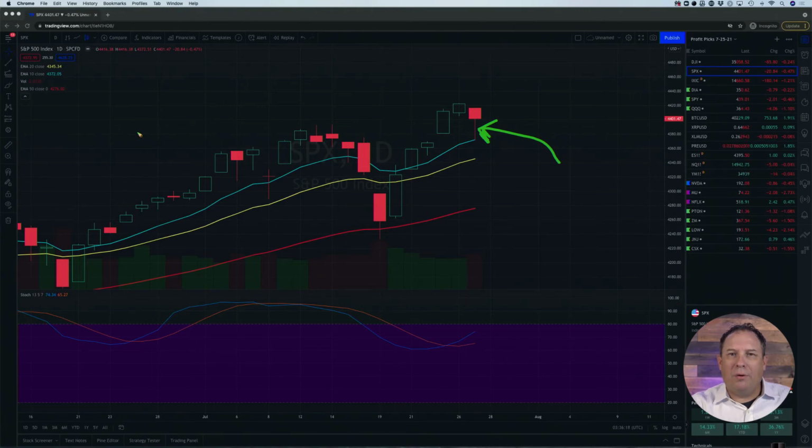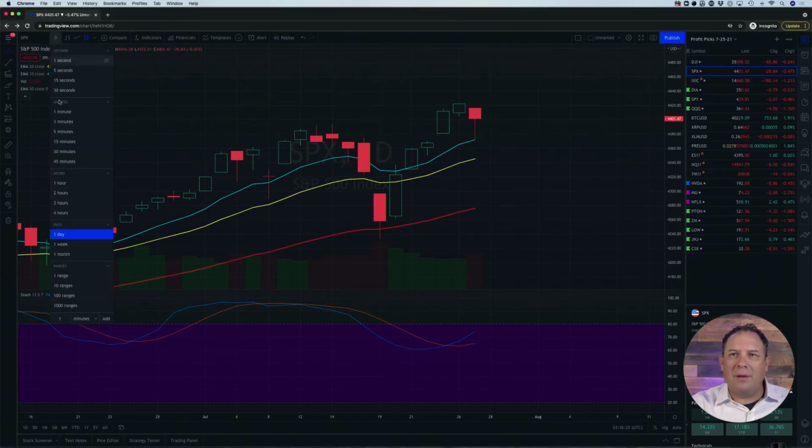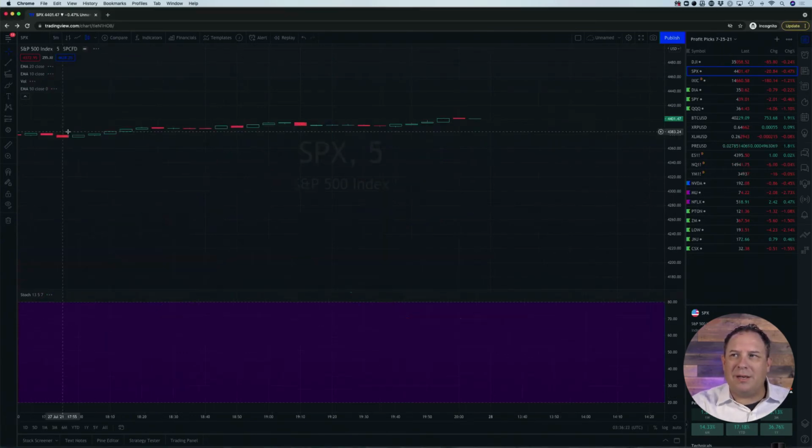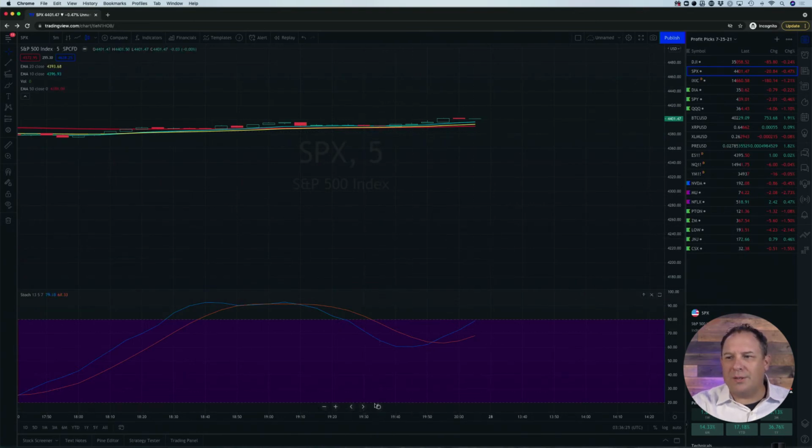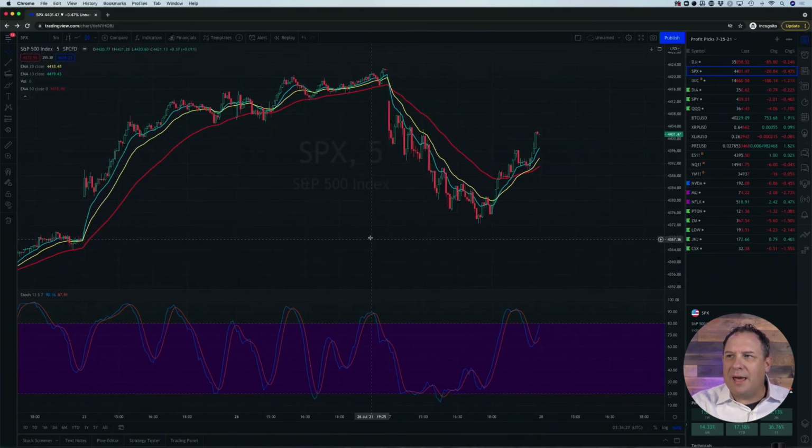It shows that the bulls are not done. They're fighting hard. Now, let me take this to a 5-minute chart, and you can really see this. Of course, once again, we got to resize this thing, but there it is. That was the story of the trading session today. We opened up right here.